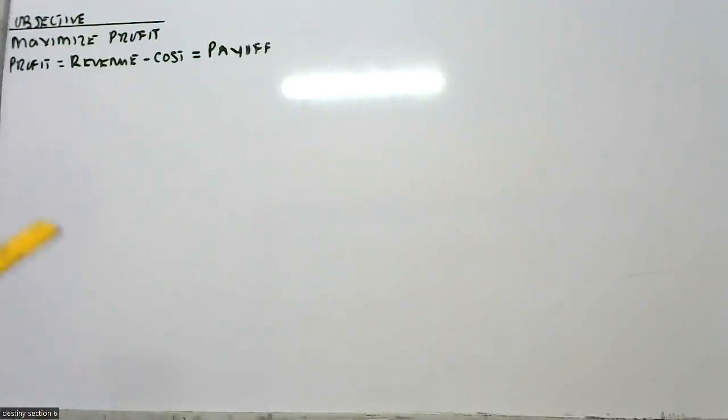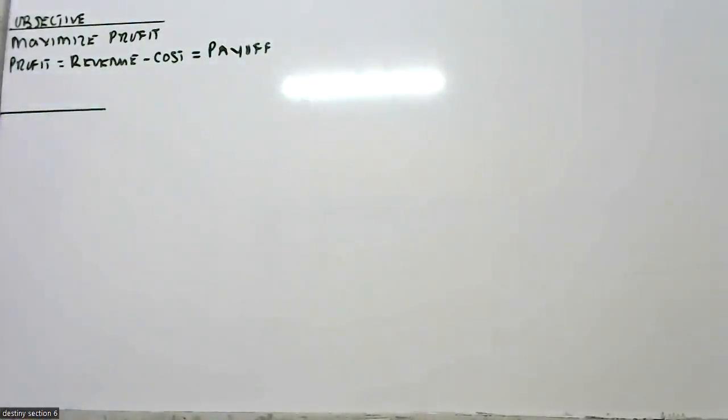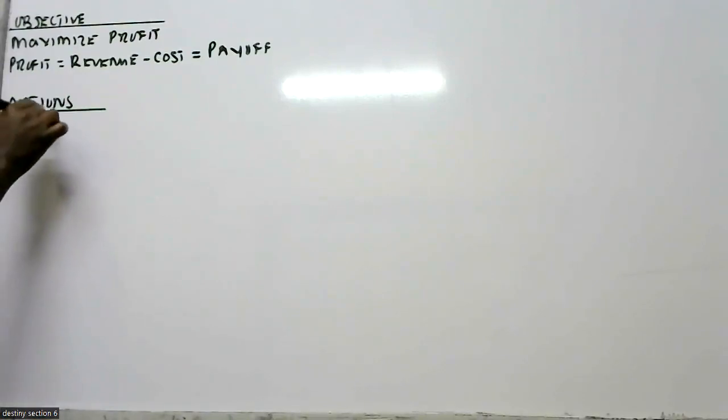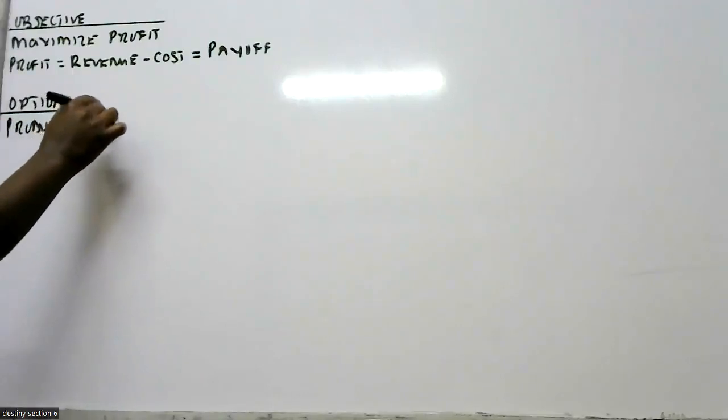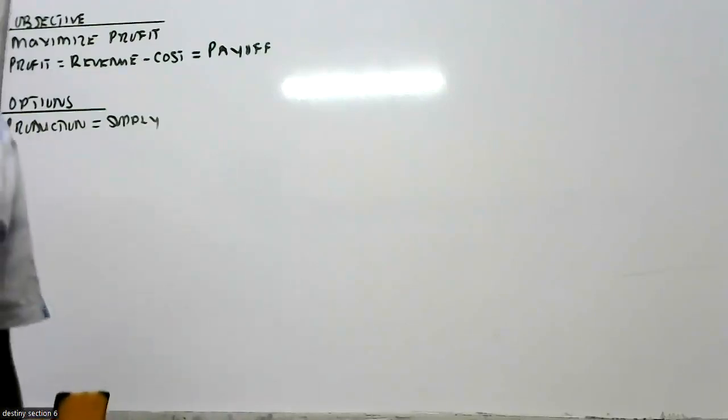Now, after you have known your objective, what it is that you are pursuing, the next thing is to know what we call options. Options have to do with the alternative courses of action. And I told you that options are within control. So this person is in a position to control the cakes to produce, or to control production. Now, production is what in economics we call supply. You are free to decide that I'm going to bake this number of cakes, or this is not what I'm going to do.